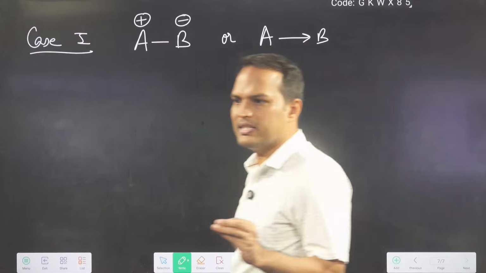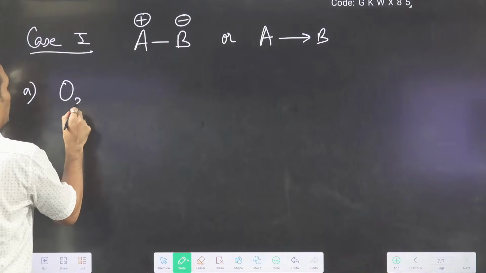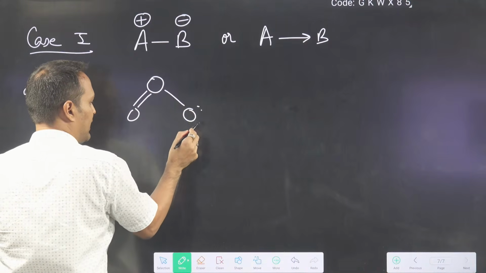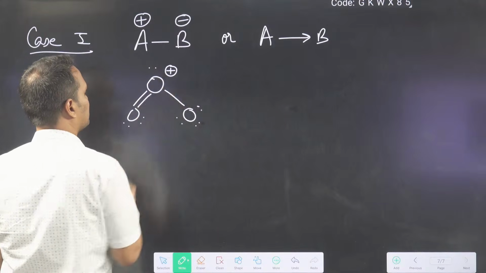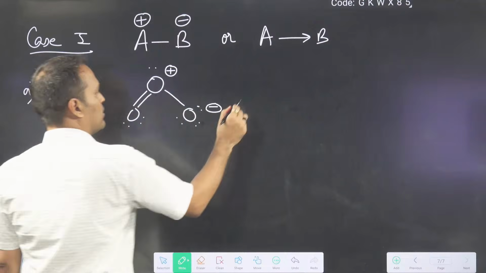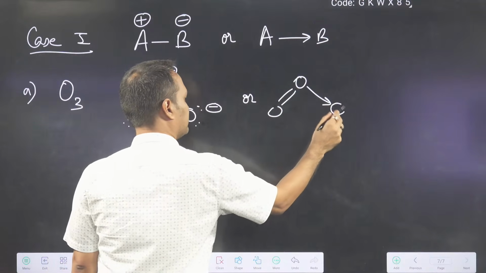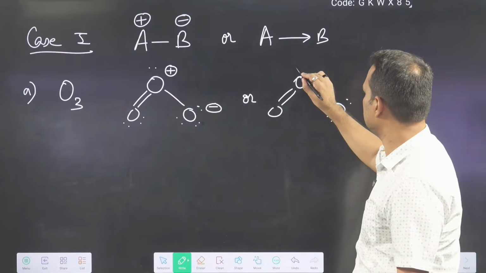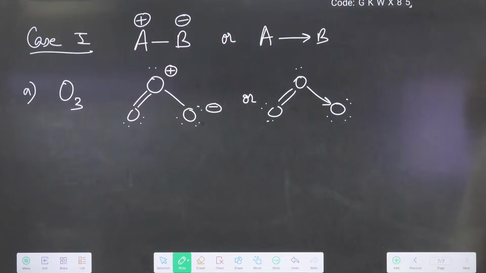Can you suggest some examples? So first example, and NCERT examples will follow. Ozone. When you have drawn the diagram of ozone, the ozone diagram is like this. Here minus. So plus minus bond. So this can be written as this. This can be written like this.